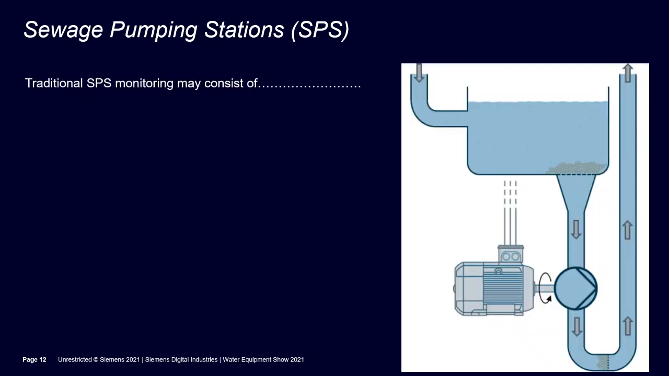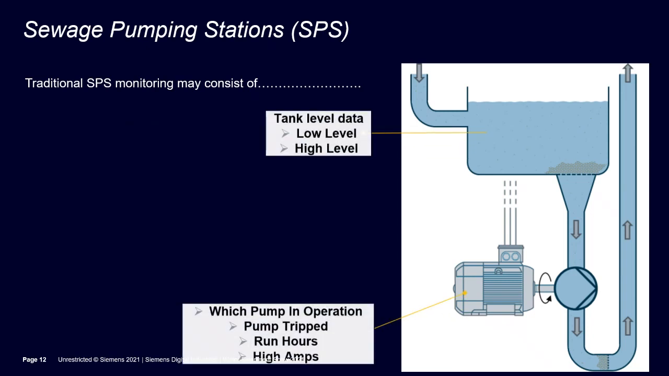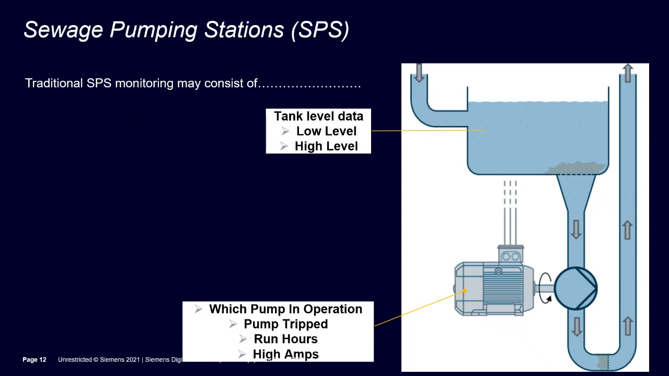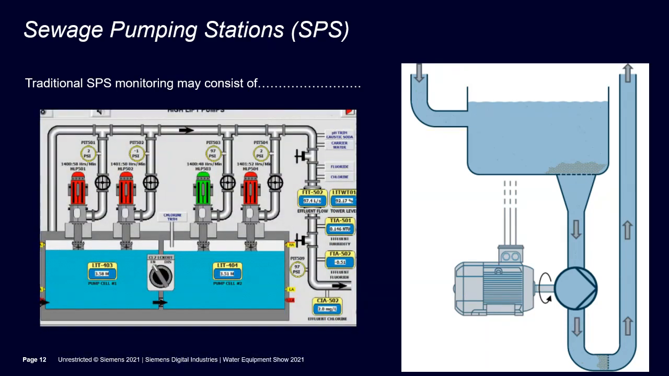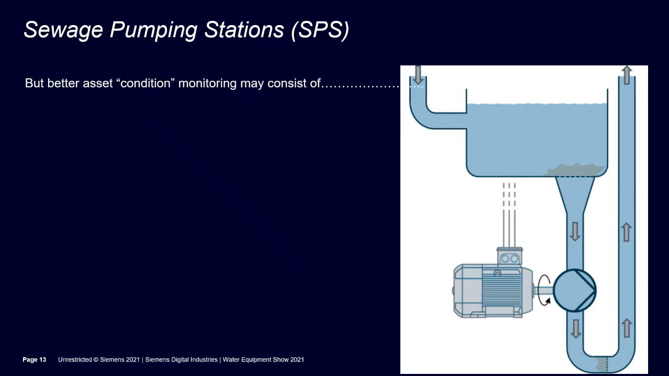Depending on the telemetry data available, there are some typical data points that could be retrieved. Tank level data showing low and high levels, which pump is in operation, if the pump's been tripped, run hours, high ampage. This is then visualised in SCADA and graphically indicates the asset's condition. In this example, 3 pumps are in red, i.e. showing an alarm. But why? If we just enrich the data ever so slightly, we can then start to get a wider system view of the potential cause of the alarm, and not just that something is in red.